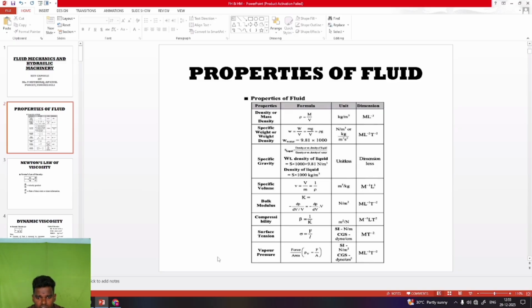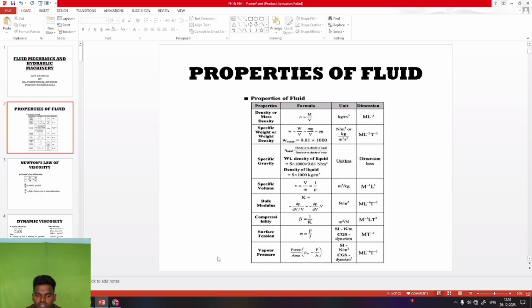And for bulk modulus, K is equal to minus dP divided by dV by V, which is the derivative of pressure and volume. The unit of bulk modulus is Newton per meter square, and the dimension is capital M, capital L power -1 and capital T power -2.